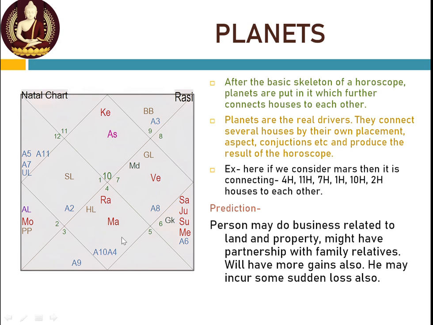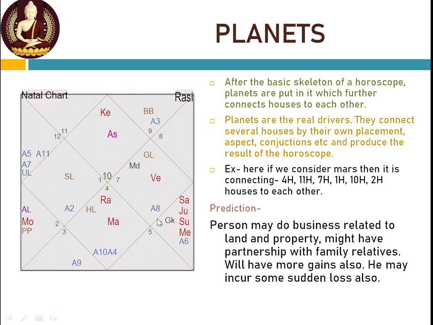Now see, a single planet in a horoscope has been connected to 6 houses. This house, the 4th house; this house, the 11th house; the 7th house; the 10th house; the Lagna; and the second house. These 6 houses have been connected only by the placement of Mars. That's how the same horoscope of two persons has very different significations, very different results, very different karmic events.